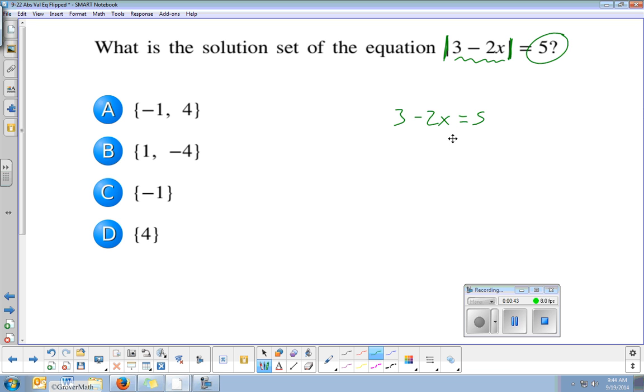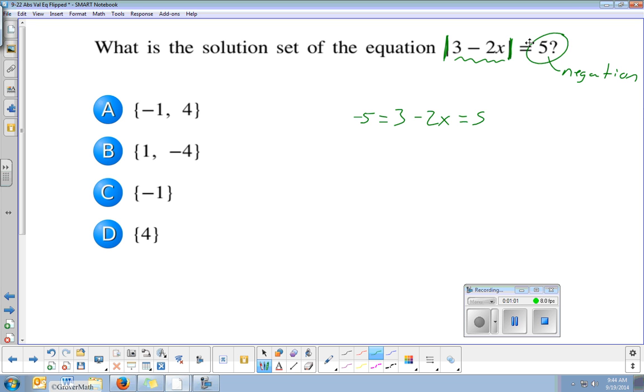But we don't just do that. We also put an equal sign on the left side of the equation and set it equal on the left side to the negation of this, to the negation of 5, which would be negative 5.